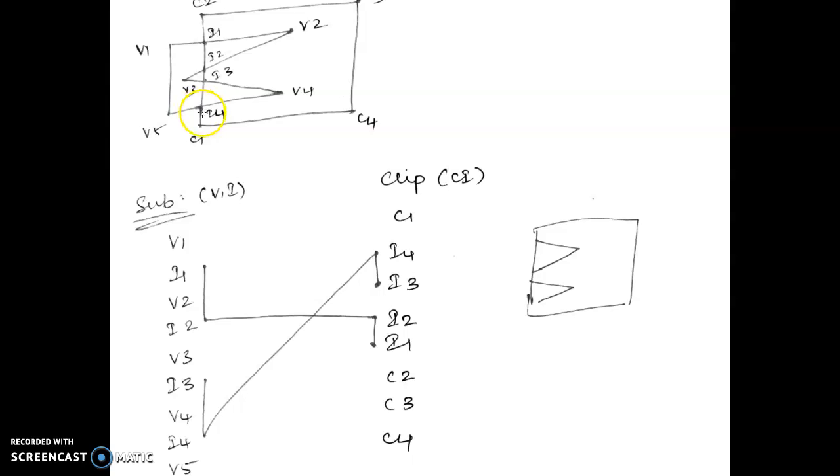Then it starts to clip from I4 to I3. So it will go to the clipping column I4 to I3. So these two, after I4, only V5 and V1 are there, which is exterior point. So after clipping, this will be the result. So this is how the Weiler-Atherton algorithm works.